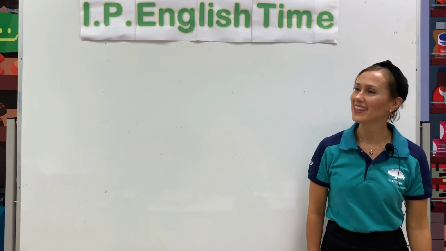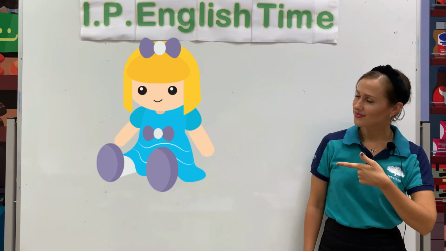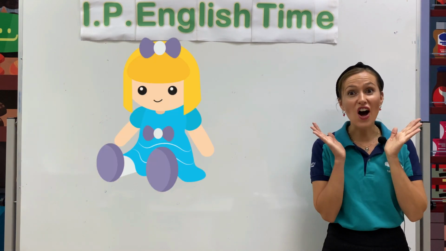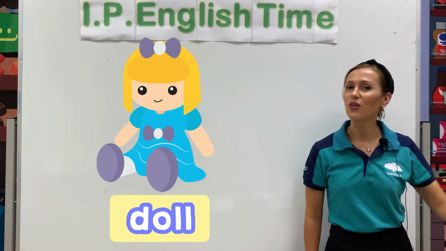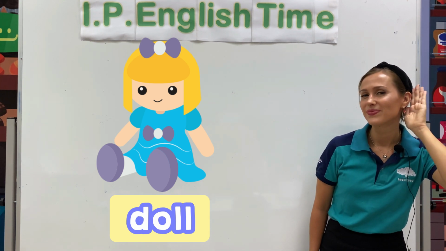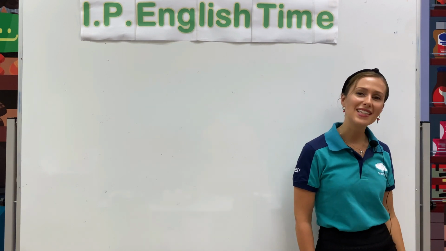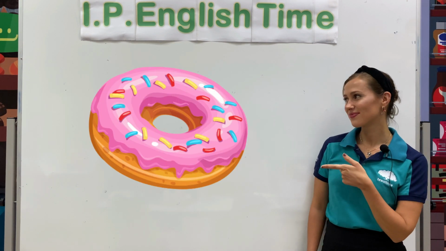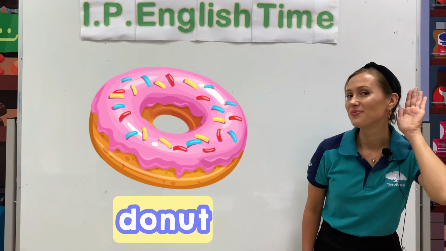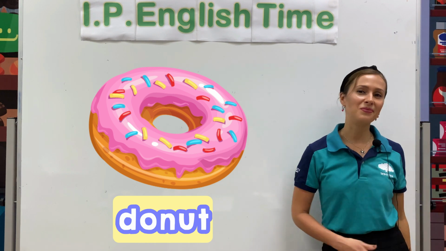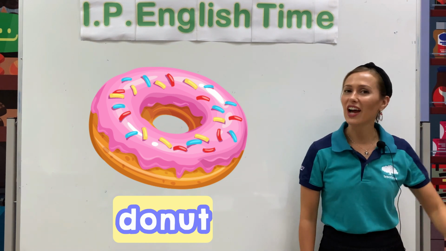Very good. And letter D is also for? Doll. Excellent. Our next letter D word. Letter D is for? Donut. Yummy. Can you repeat? Donut.